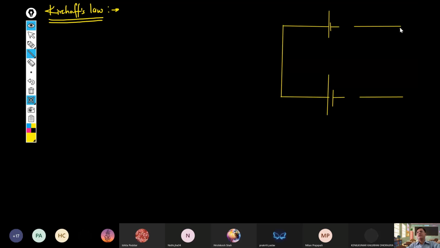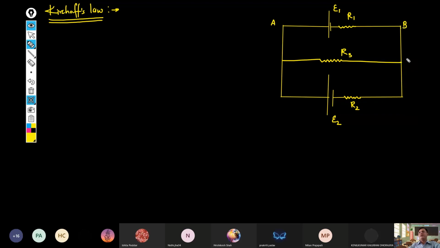Let's say there are two cells, and they are connected, and they have the internal resistances R1 and R2. Their EMFs are E1 and E2 respectively. And this is the third external resistance R3. So A, B, C, D, E, F.